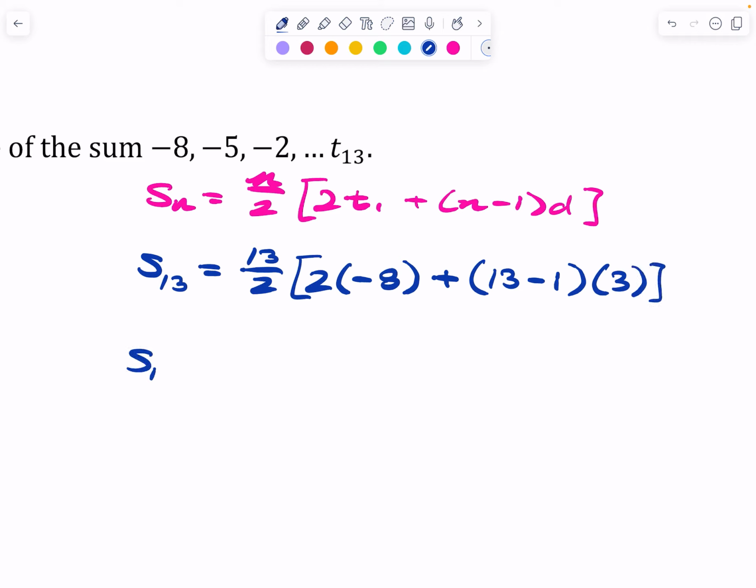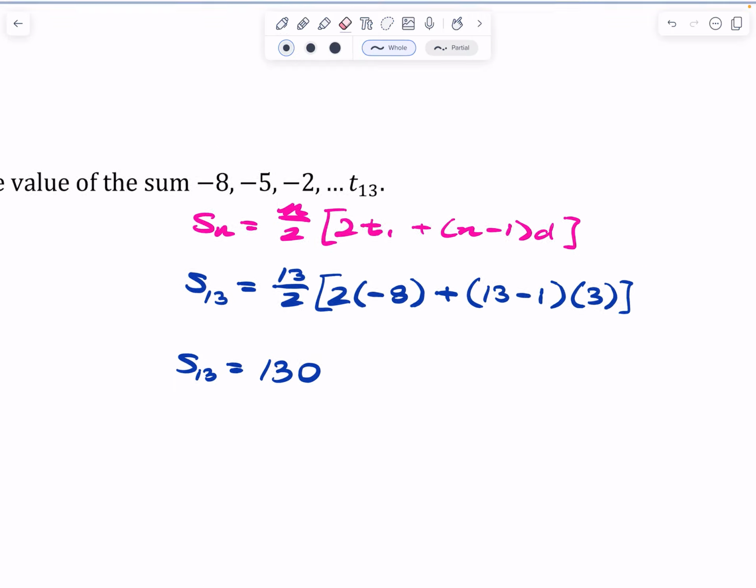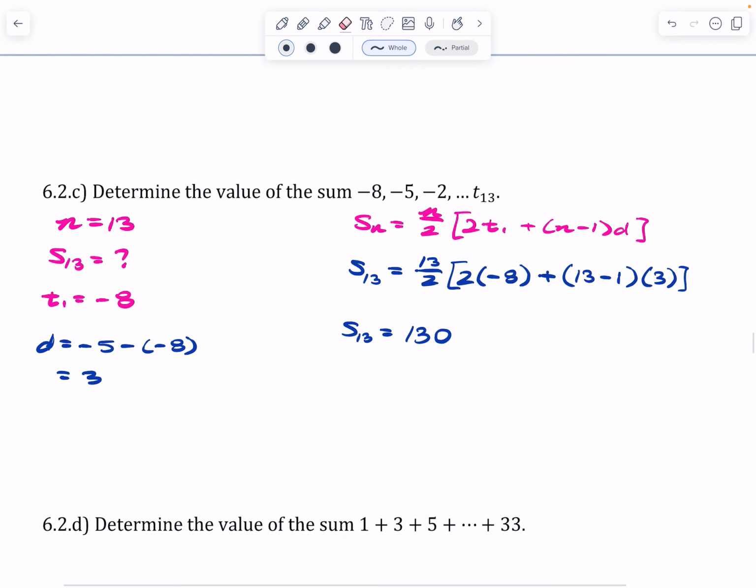And jumping to calculator, S13 is 130. Now, as I indicated, the next two examples are a little bit different. But still the same idea of figuring out what we know and what we can do from there.